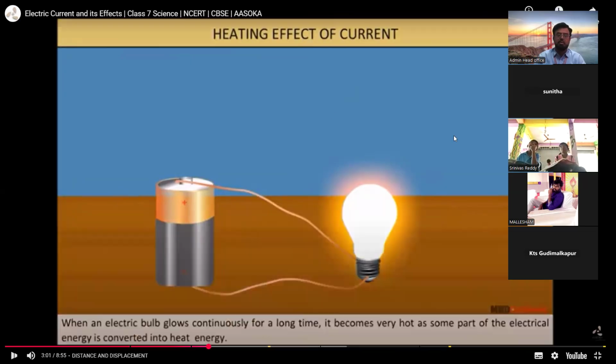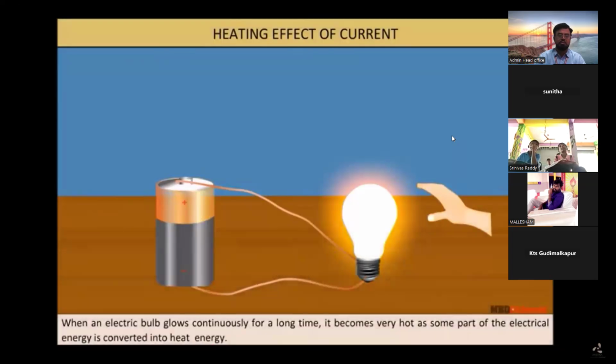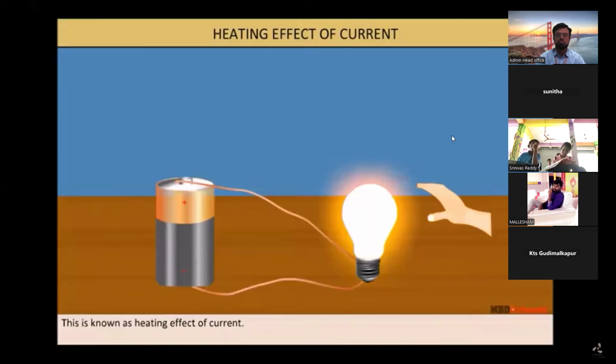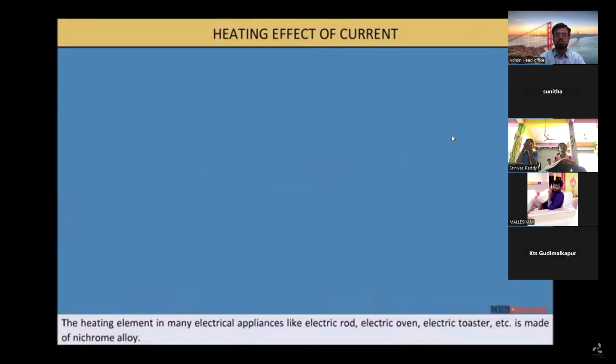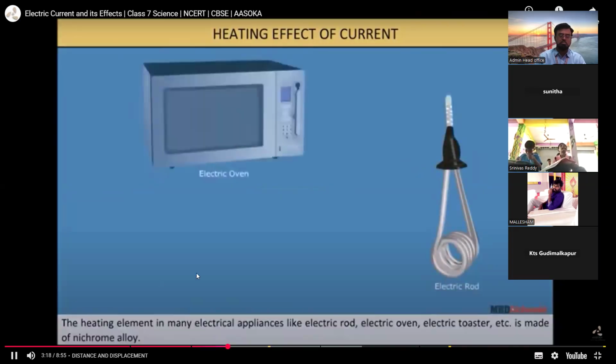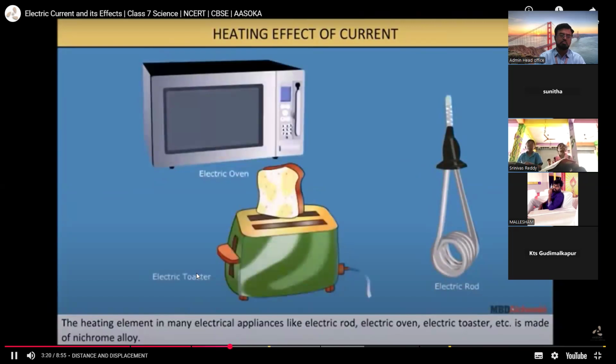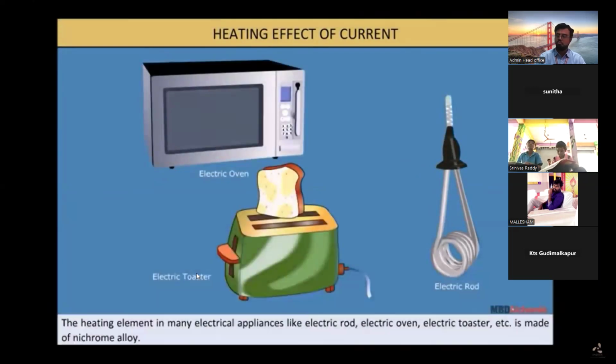Continuously for a long time, it becomes very hot as some part of the electrical energy is converted into heat energy. This is known as the heating effect of current. The heating element in many electrical appliances like electric rod, electric oven, electric toaster, etc. is made of nichrome alloy.